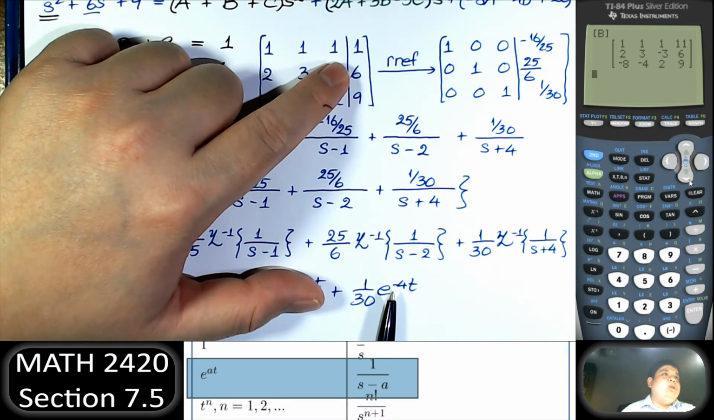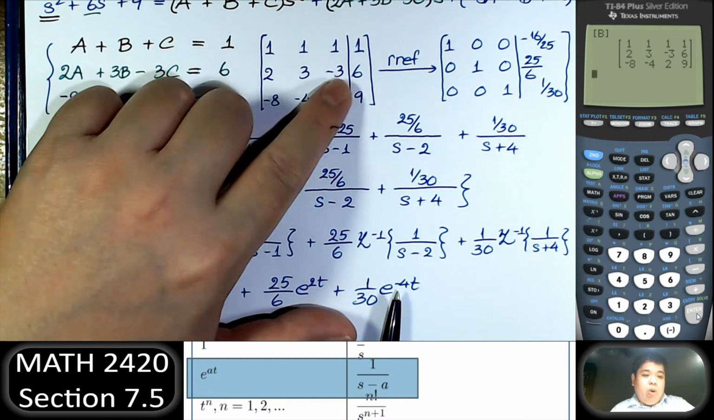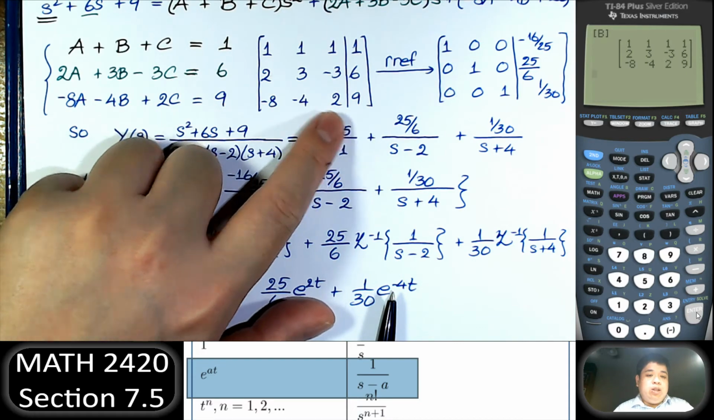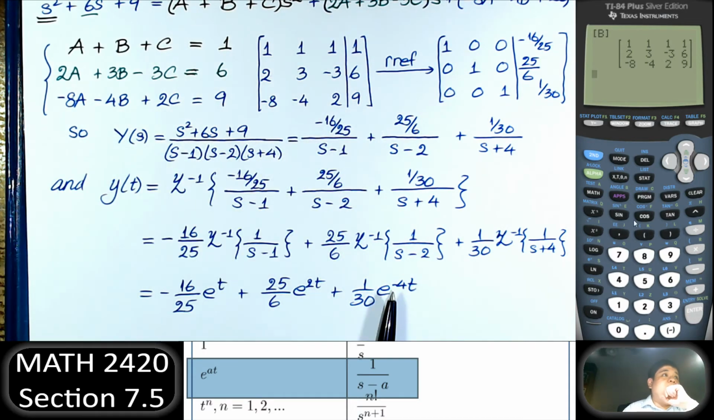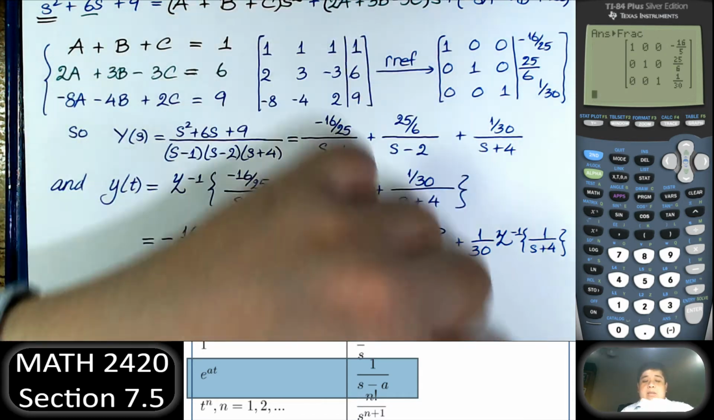Right. So good thing we check. Now back to matrix B. 1, 1, 1, 1, 2, 3, negative 3, 6, negative 8, negative 4, 2. Okay. Now we still apply the reduced row echelon form to second matrix B. Go down to B, and then change to fraction. Right. So we have the same thing.